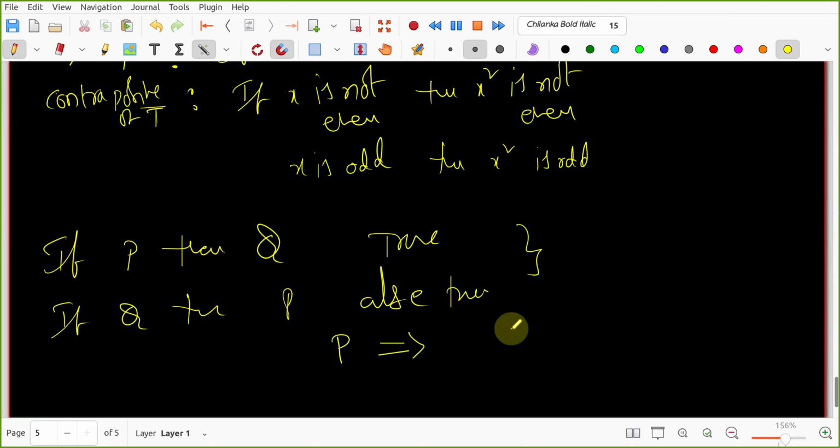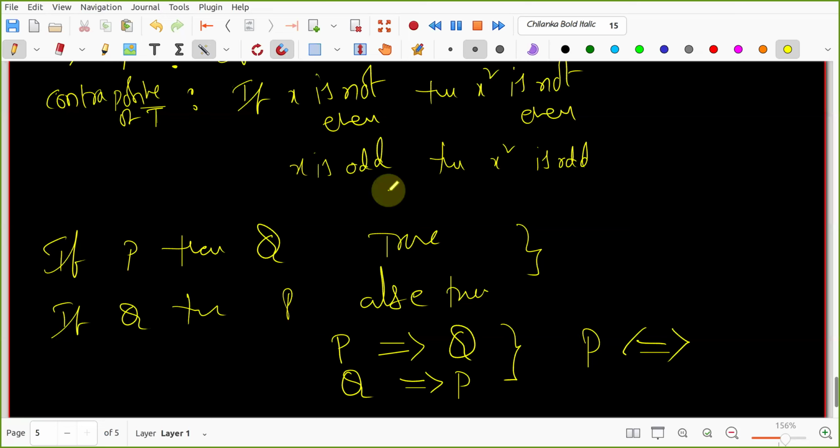So in this case, we say that P if and only if Q. That means both the statements are equivalent. Equivalent means if P is true, then Q. So the converse is also true. Original statement and converse, both are true, then we'll call them equivalent statements.